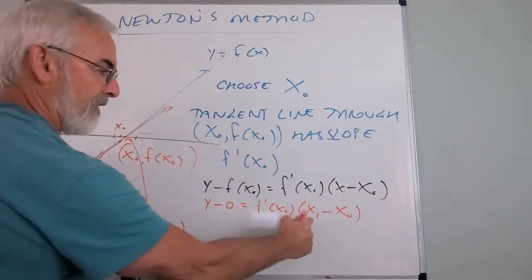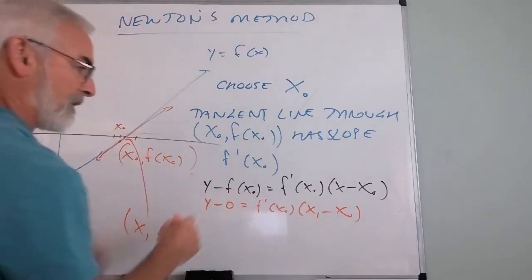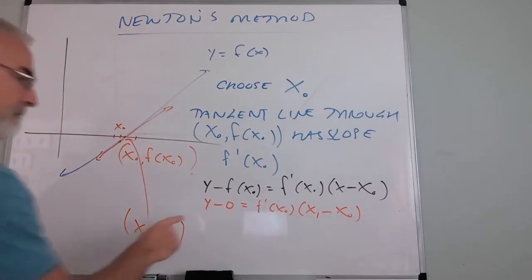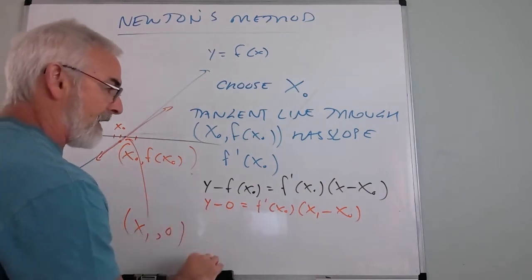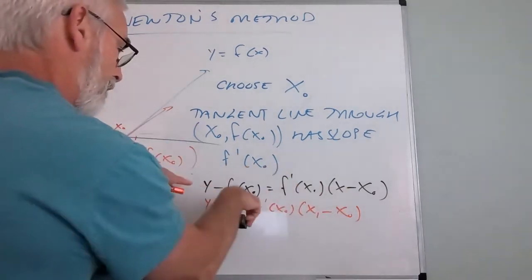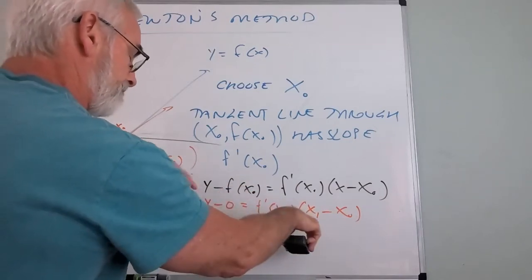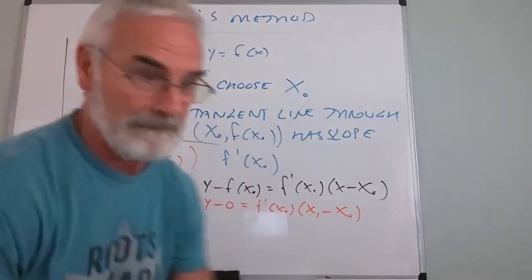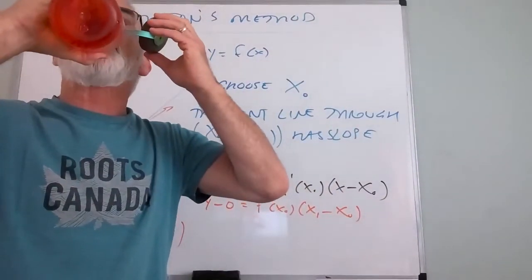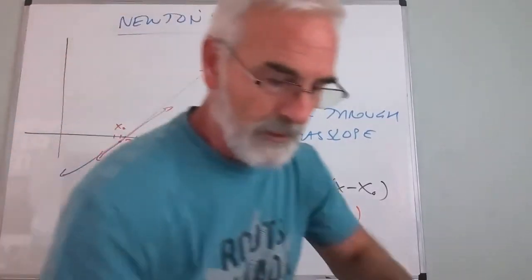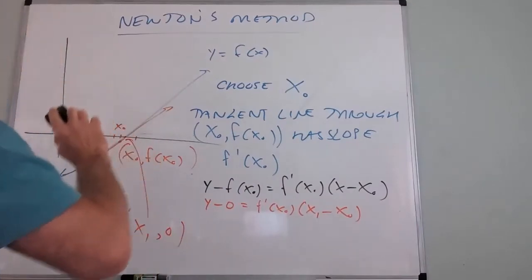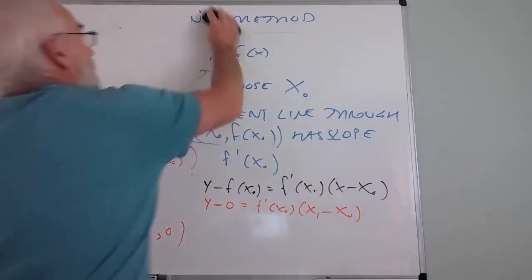Okay, my goal was to find x1. So let's just work a little bit backwards here. So what is y? Well, f of x naught is 0. Okay, so I'm going to solve for x1. I'm going to erase this.